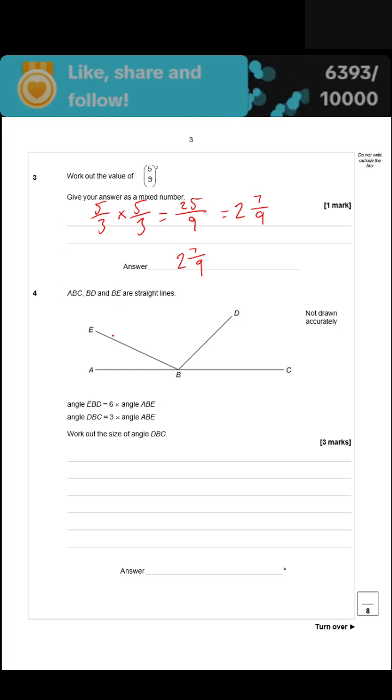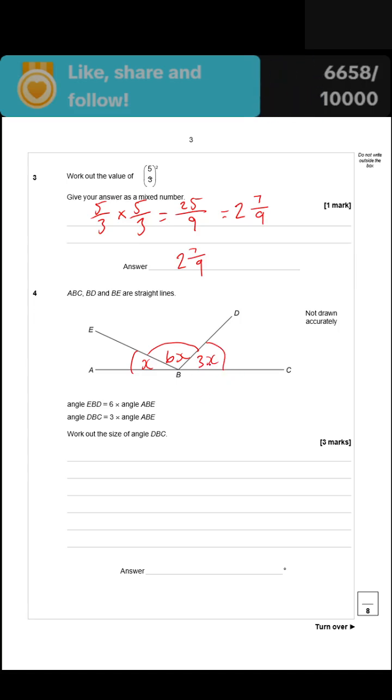So question 4. ABC, BD and BE are straight lines, which we can clearly see from the diagram. It says that angle EBD is 6 times by whatever angle ABE is. Now we don't know what ABE is equal to at the moment, so I'm just going to assign it a value. I'm going to call it X, which means that EBD, so this angle here, is 6 lots of X, so 6X. If we then focus on the next part, it says DBC is 3 lots of ABE, so ABE was X, so DBC is 3 lots of X, so 3X.